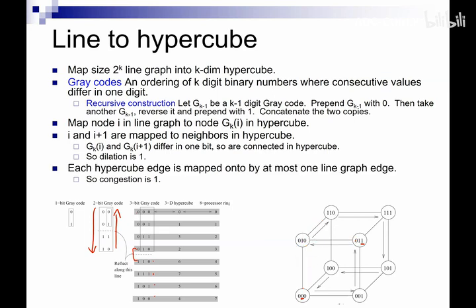So next we're going to look at the congestion. And here the congestion is also going to be 1, so that's the best possible congestion. And the reason it's going to be 1 is because if you look at any hypercube edge, how many edges from the line graph are going to map to this hypercube edge? For example, if you look at this hypercube edge over here, there's only going to be 1 edge from the line graph that maps onto this. And so therefore the congestion for this edge, and in fact for every edge on the hypercube, is also going to be 1.